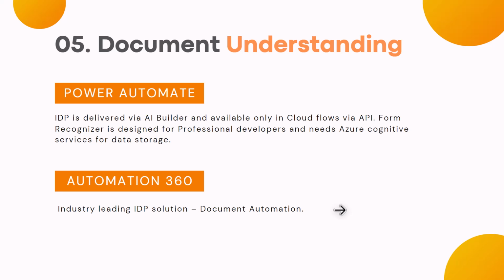In Automation 360, we have an industry-leading IDP solution, known as Document Automation. In Document Automation, you can integrate other third-party applications as well, which includes Google Doc AI services and Microsoft Form Recognizer services. So you can build your solution learning instances as part of Document Automation, and you can integrate and connect with the extraction services that you wish to use.